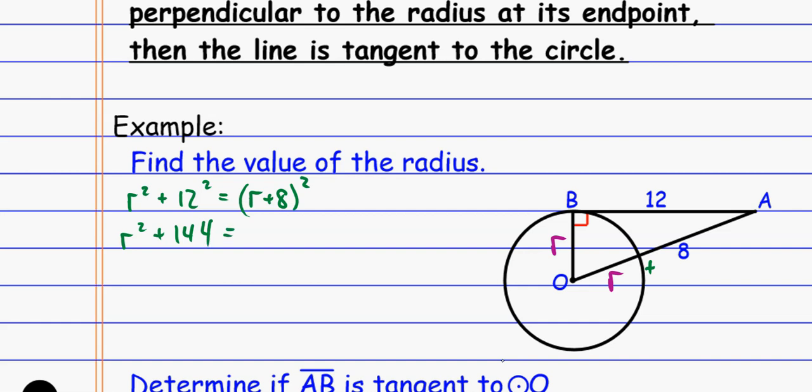When I multiply this guy out, r plus 8 times r plus 8 is going to be r squared plus 16r plus 64, going back to my days of algebra here. And now I got to get all the r values on the same side, so I'm going to subtract the r squared from each side. Oh, sorry, I switched color schemes there for a moment.